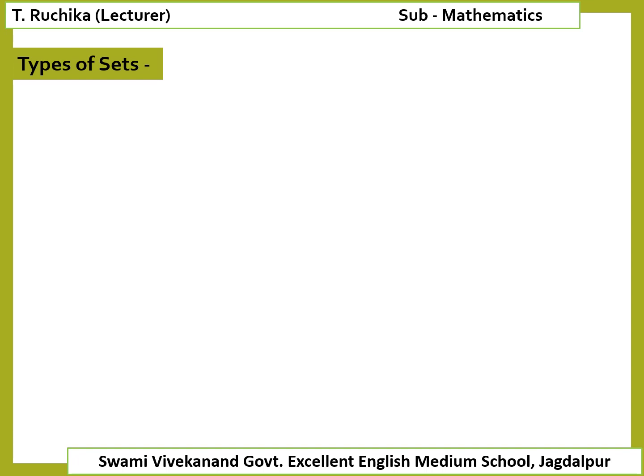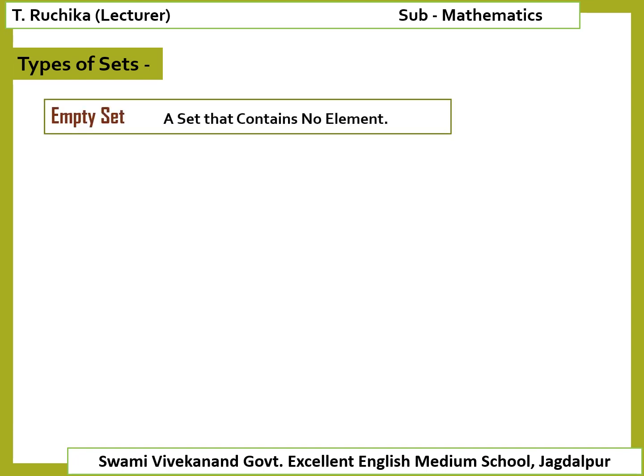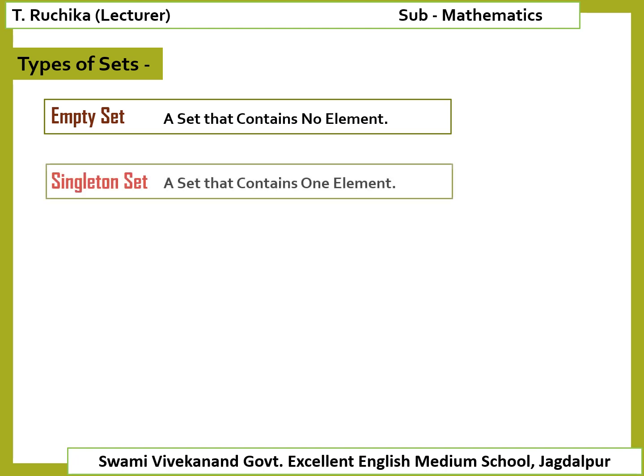Now we'll see types of sets. There are different types of sets. We'll discuss some of them here. First one is empty set. The name itself is saying that it is empty. That is, it is having nothing. A set that contains no element.